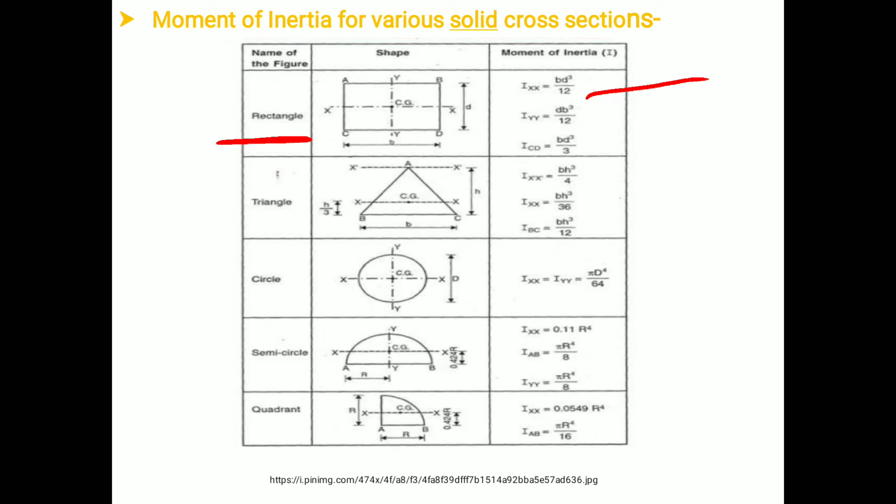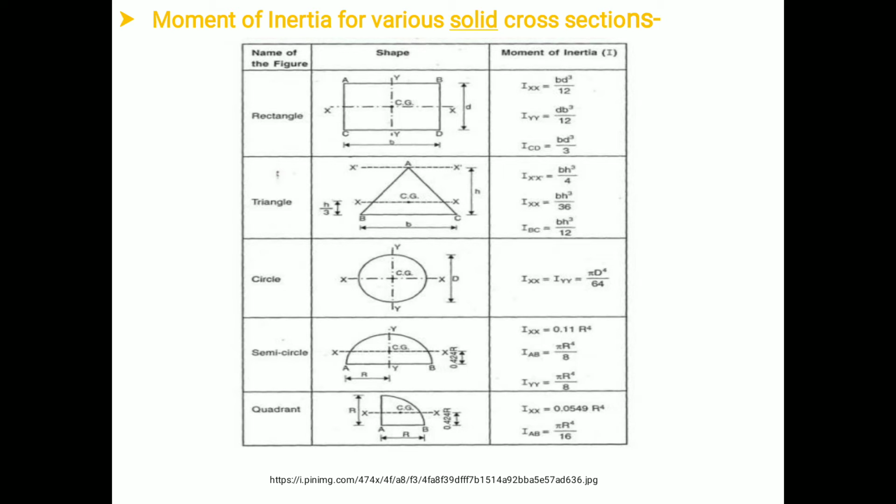Now the moment of inertia about the y-axis, which is passing through its center of gravity, is db cube by 12. In the same manner, if I consider the moment of inertia about its base, that is CD, then the moment of inertia about CD is given by bd cube by 3. This is all about the moment of inertia for a rectangular section when the axes are passing through its CG, or if I consider the axis about its base.